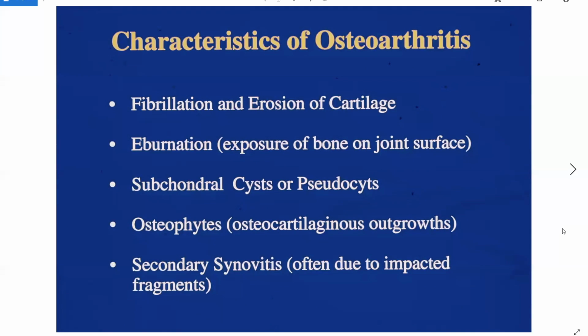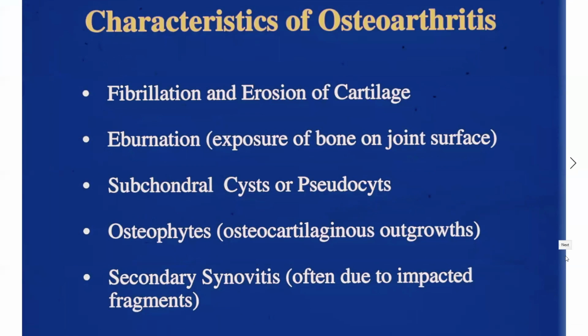Osteoarthritis has several histologic characteristics. One is fibrillation or erosion of the cartilage. The cartilage surface becomes rough. Eburnation means exposure of smooth bone on the joint surface. This is a later finding occurring after the cartilage has been worn from the surface of the joint.